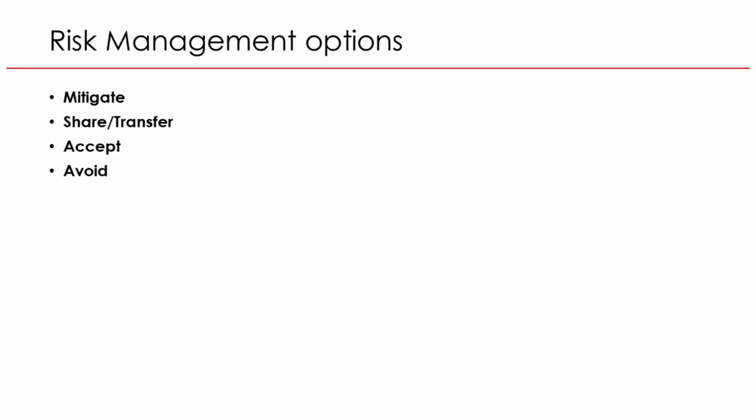Example: a small business may choose not to back up a non-critical internal chat system because the impact of loss is minimal. Avoid. This means eliminating the activity that causes the risk. Example: a company decides not to process payments directly online to avoid the risks of handling credit card data. In short, effective risk management isn't about removing all risk. It's about making informed decisions on how to handle each one in the best interest of the organization.